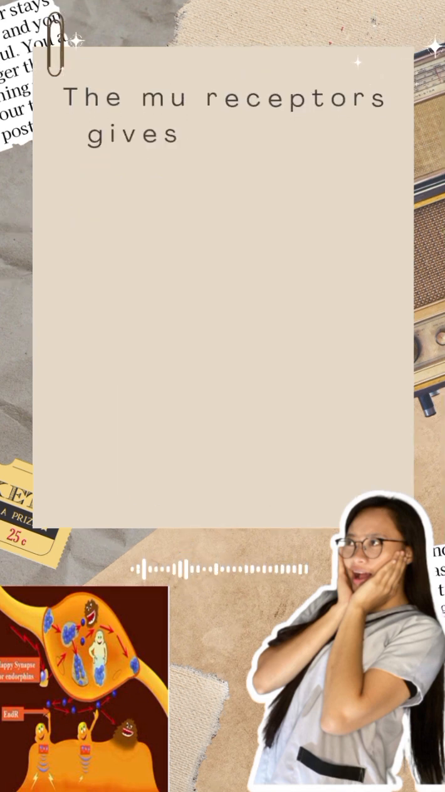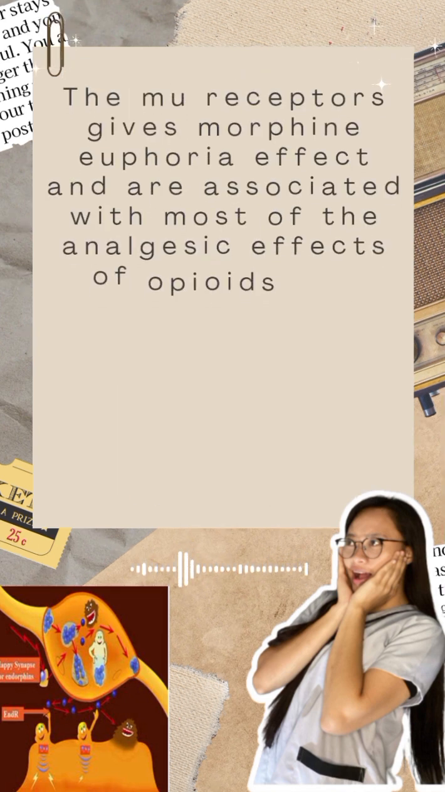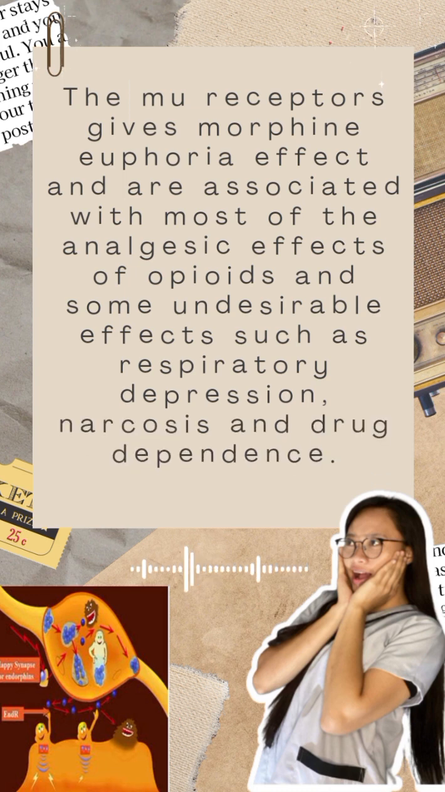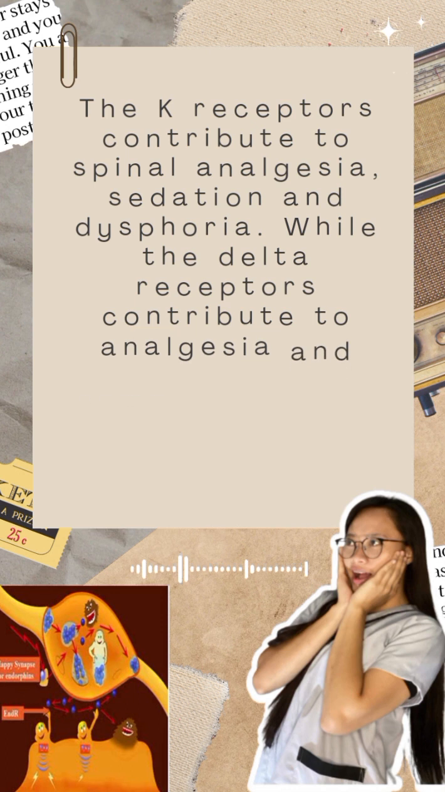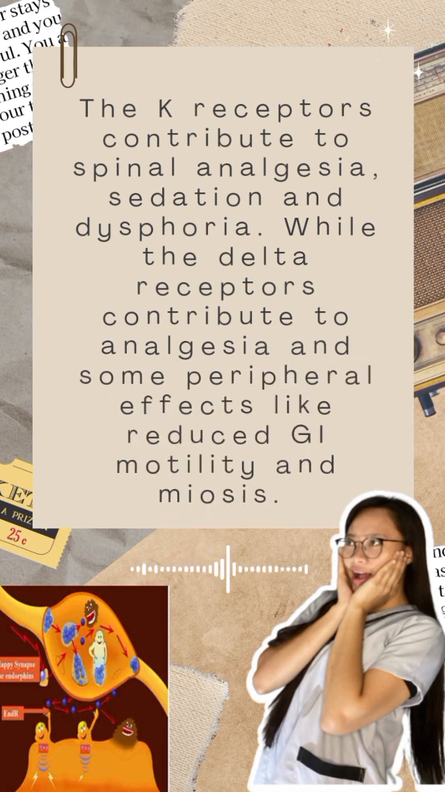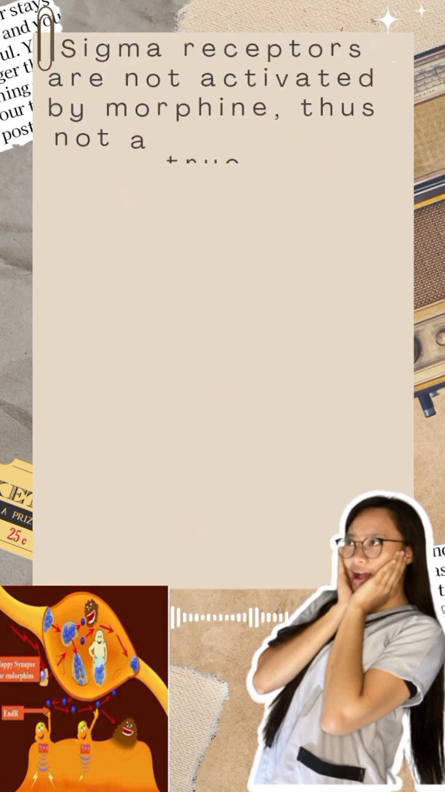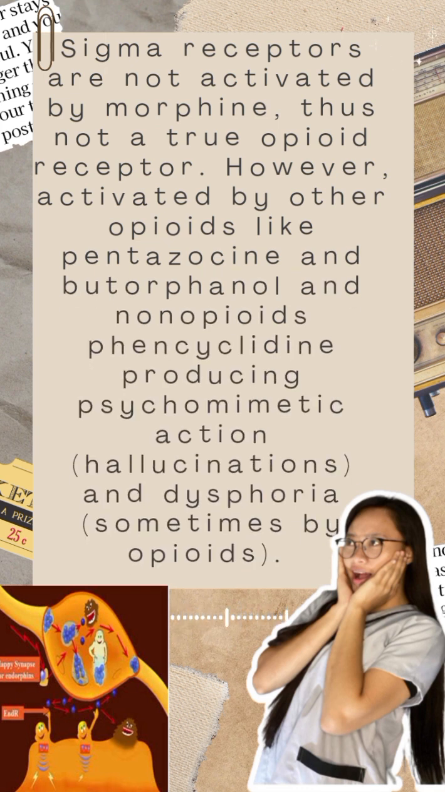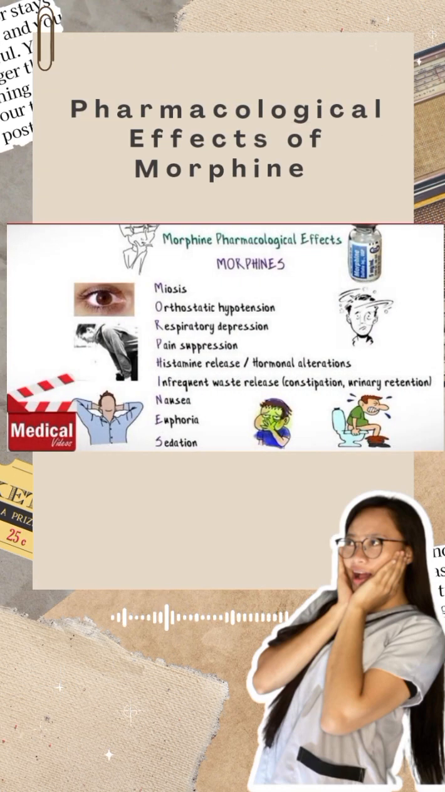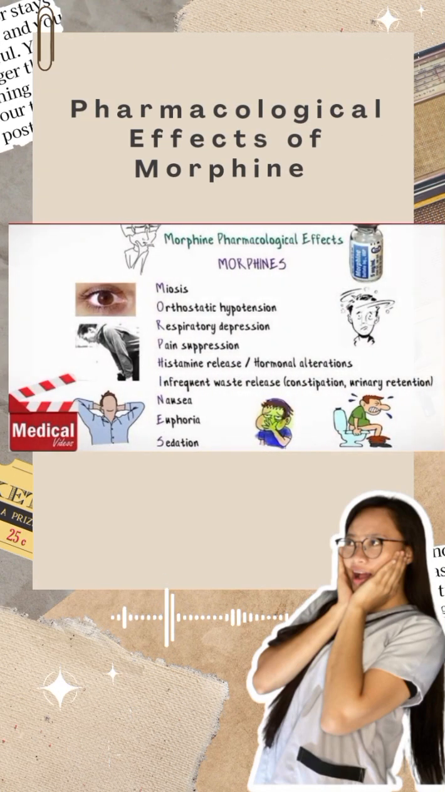The mu receptors give morphine euphoria effect and are associated with most of the analgesic effects of opioids and some undesirable effects. The kappa receptors contribute to spinal analgesia, sedation, and dysphoria, while the delta receptors contribute to analgesia and some peripheral effects like reduced GI motility. On the other hand, sigma receptors are not activated by morphine but is activated by other opioids and non-opioids, producing hallucinations and dysphoria. Here are some of the pharmacological effects of morphine to specific organs of the body.